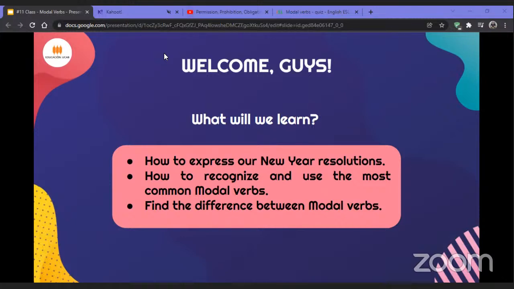Okay, excellent. So, as we are starting the year, we need to talk a little bit about new year resolutions. So that's the first thing that we're going to learn today, how to express our new year resolutions. Welcome, Leticia. Welcome, Luisana. Okay, the second thing, how to recognize and use the most common modal verbs, our topic of today. And find the difference between modal verbs.